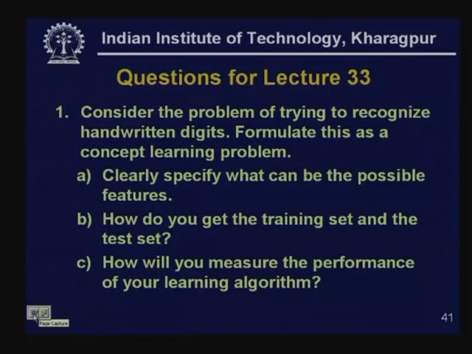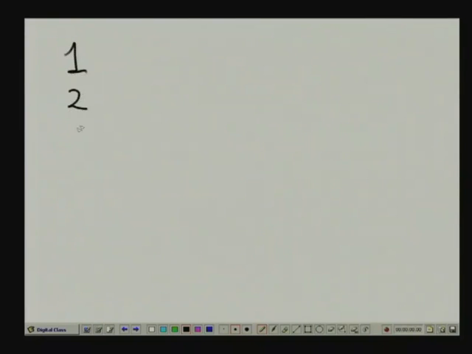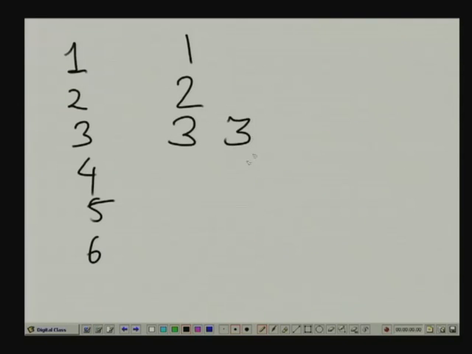Now, how would you get the training set and the test set? If handwritten digit recognition is the problem that you wish to address, you should get several of your friends to write down the different digits in their handwriting. Different people may write different digits differently.